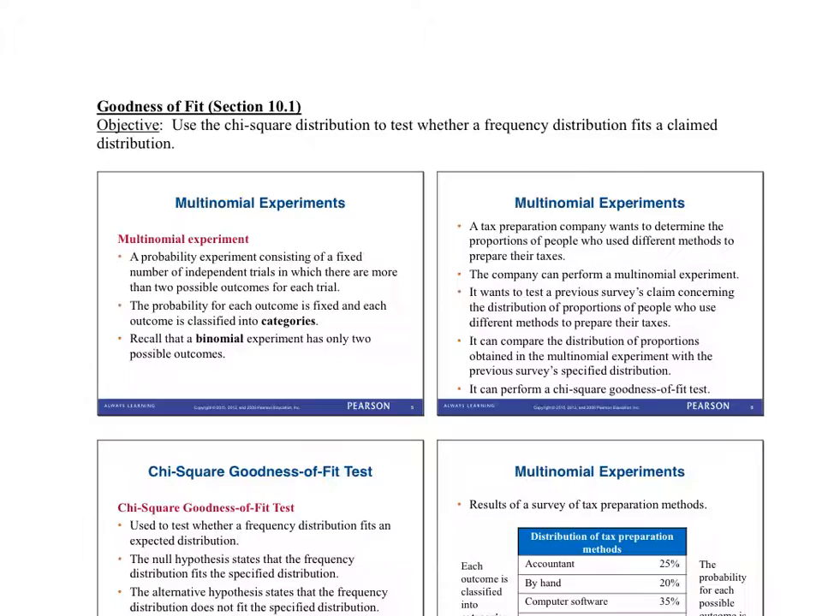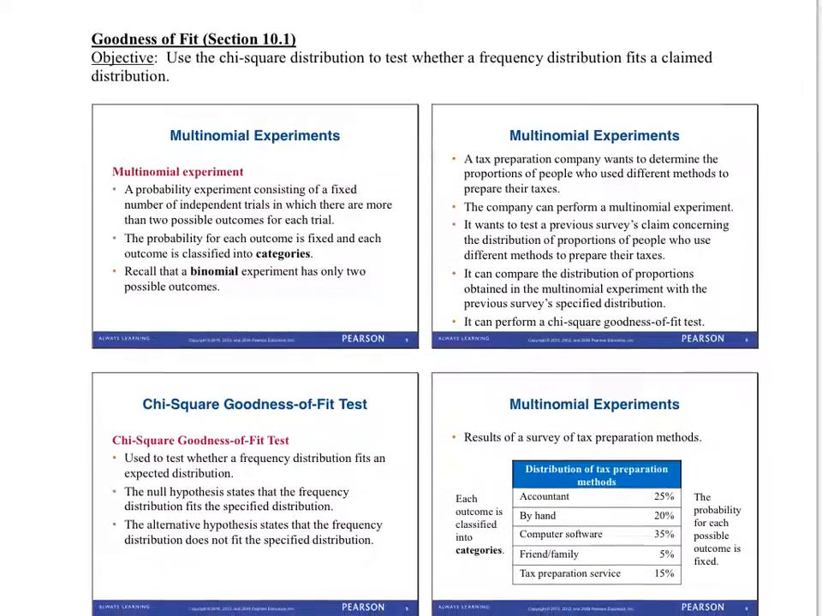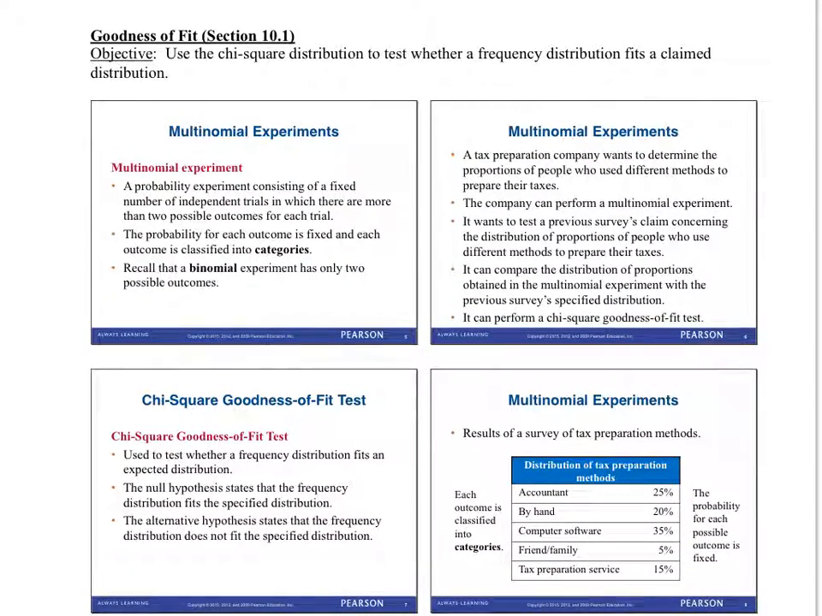Flip to page 4. Okay, so the lessons begin, the chi-square goodness of fit test. And it revolves around something that begins with a chance process called a multinomial experiment. So in a multinomial experiment, there's going to be a fixed number of independent trials, but in this case there are more than 2 possible outcomes for each trial.